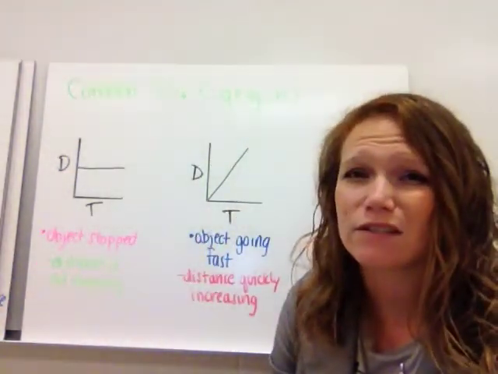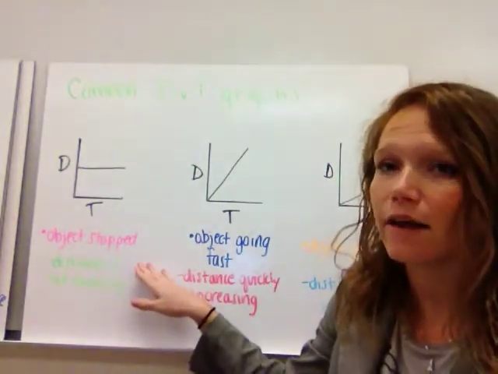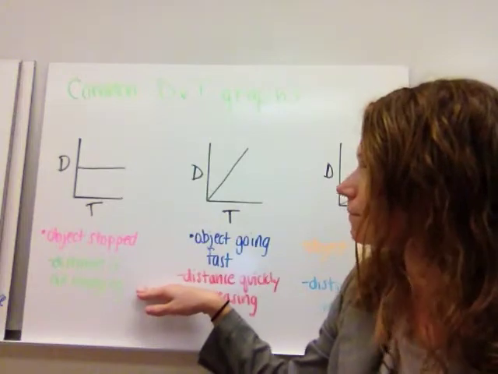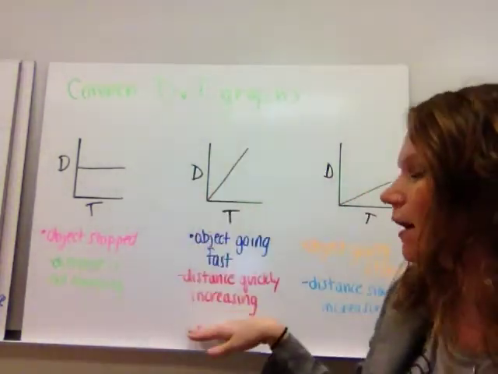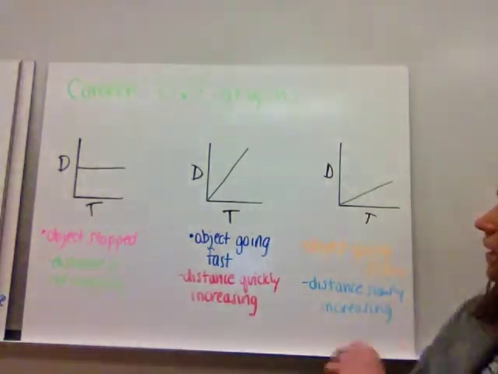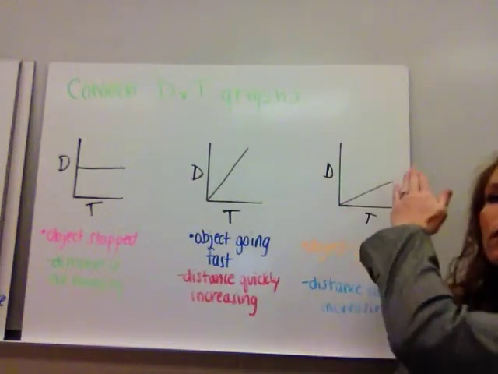These are a few common distance versus time graphs that you're going to see all the time. Again, that flat line means the object is stopped because the distance is not changing. Object going away fast is going to have a really steep line. The distance is quickly increasing. Versus an object going slow, you can see the distance is only slowly increasing.